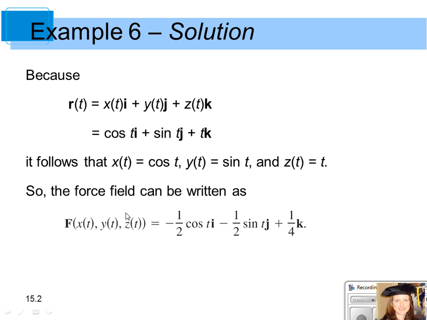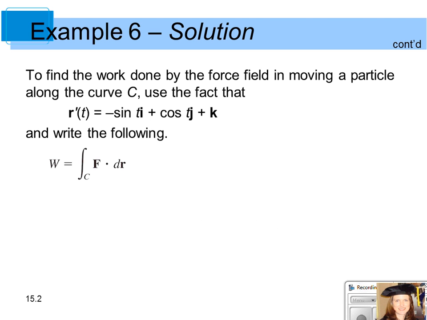You can then rewrite that vector field by replacing the x, y and z in the vector field with what it equals on the path. And when you do that, you get this vector field in terms of t, where when you started off, the vector field was in terms of x, y, and z.